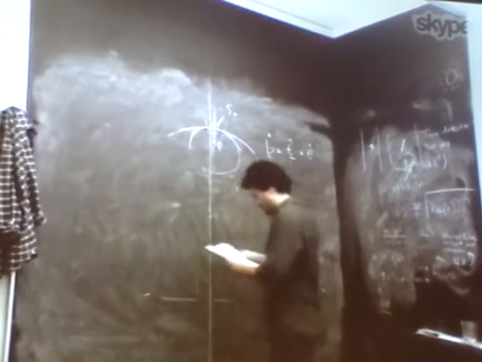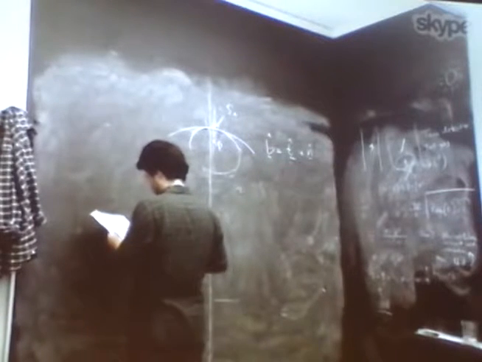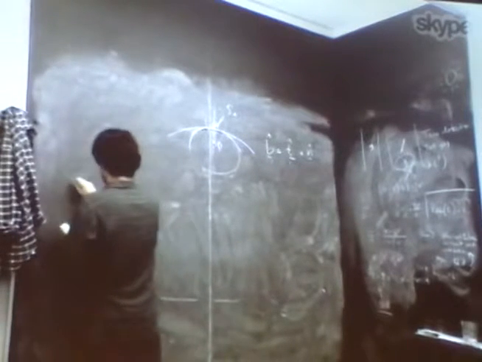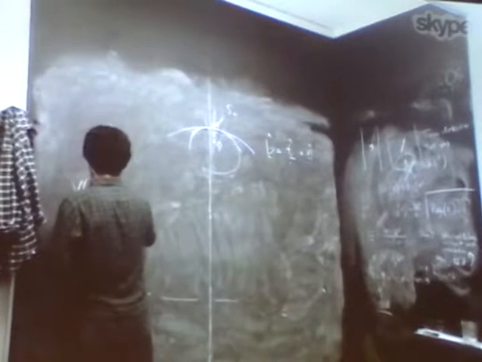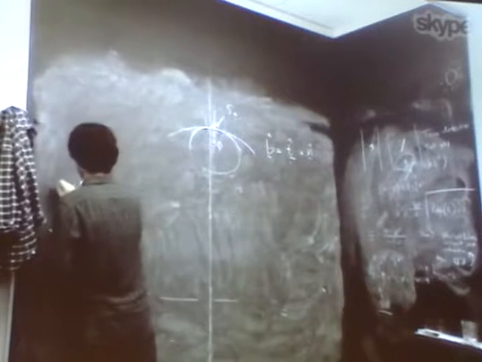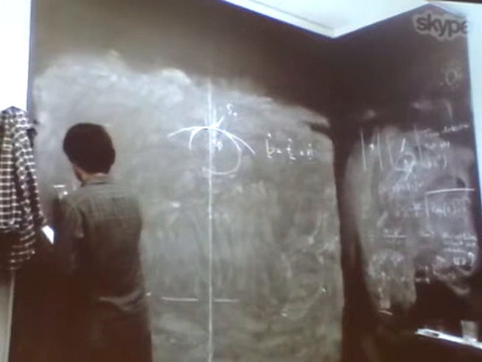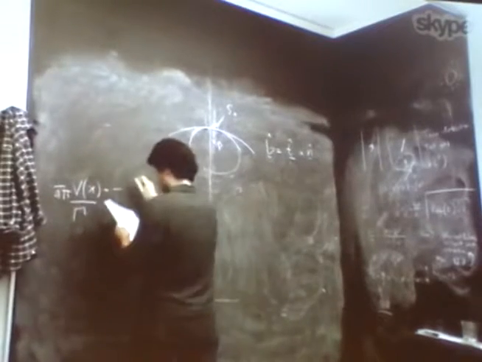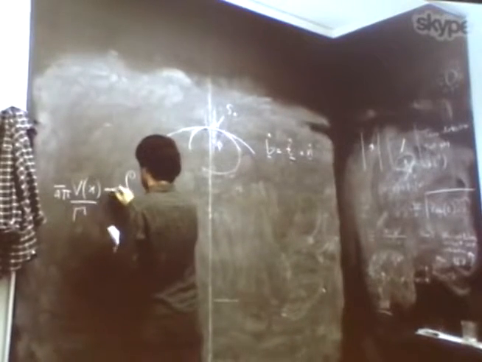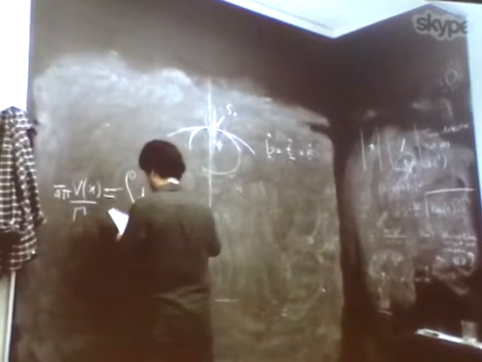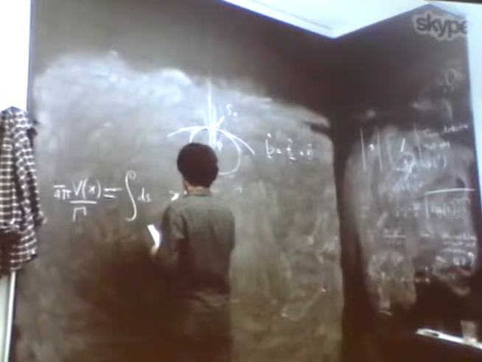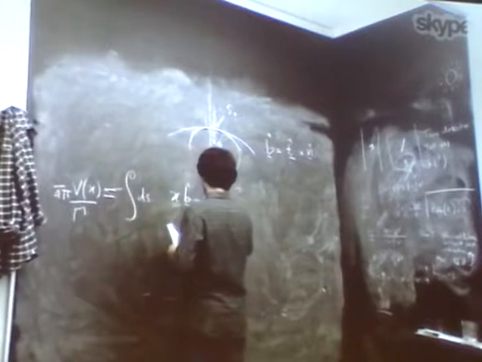And then x minus gamma squared plus the integral over s of x minus R.